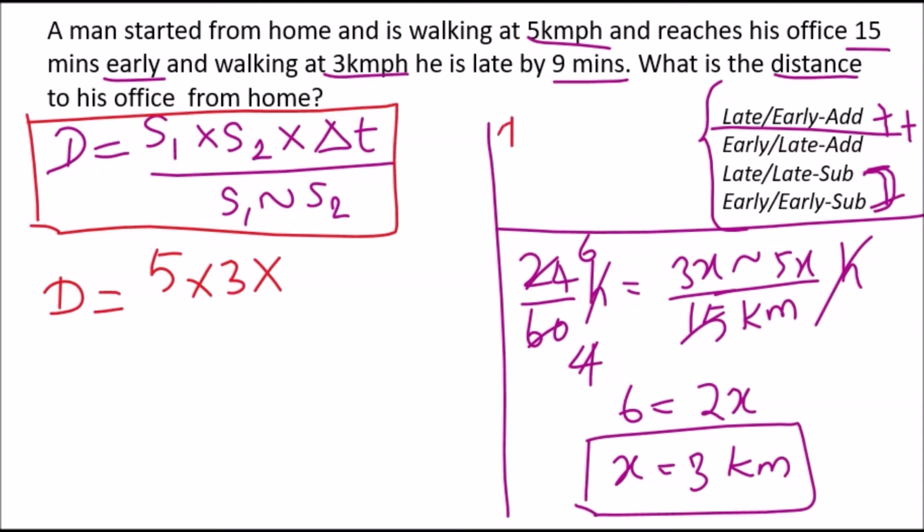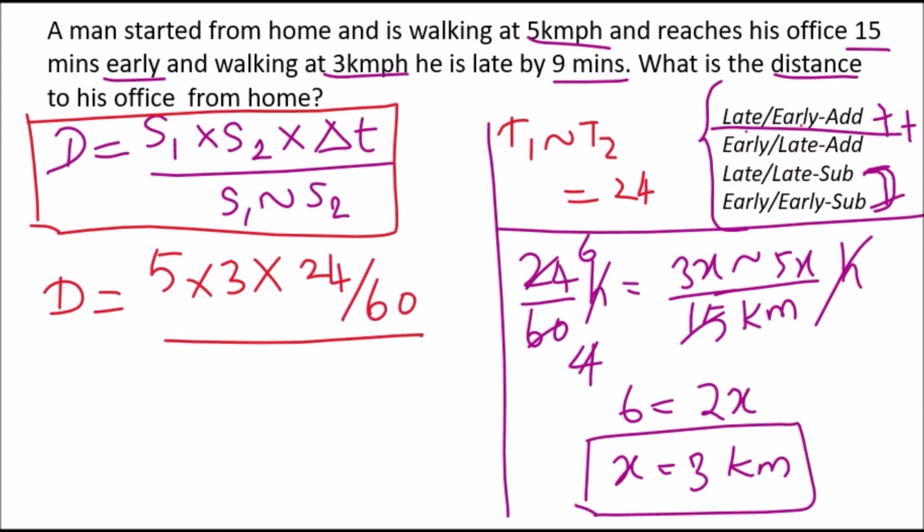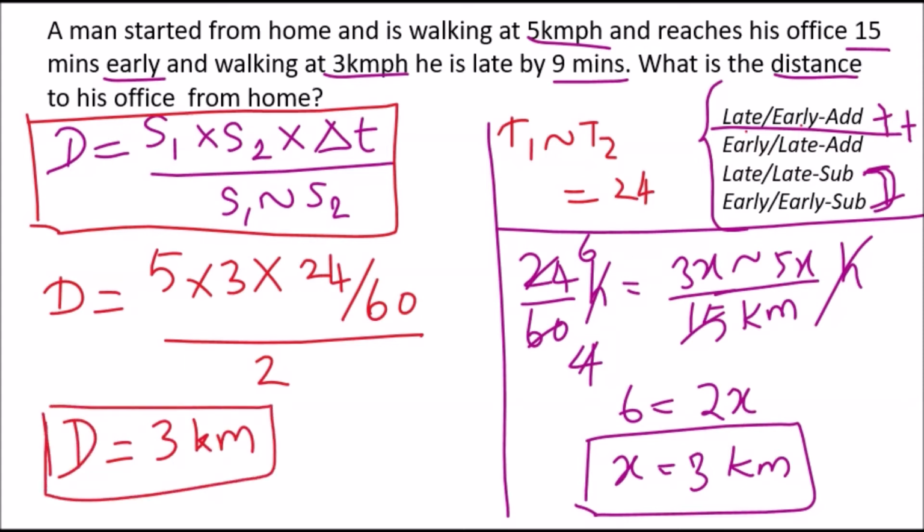We already found the time difference, since one is late and one is early, so we have to add the times. It is 24 minutes. So 24 divided by 60, divided by the difference between the speeds, 5 and 3, which is 2. If you simplify this, you will get 3 kilometers as well. You can either use this formula or you can proceed by the normal method.